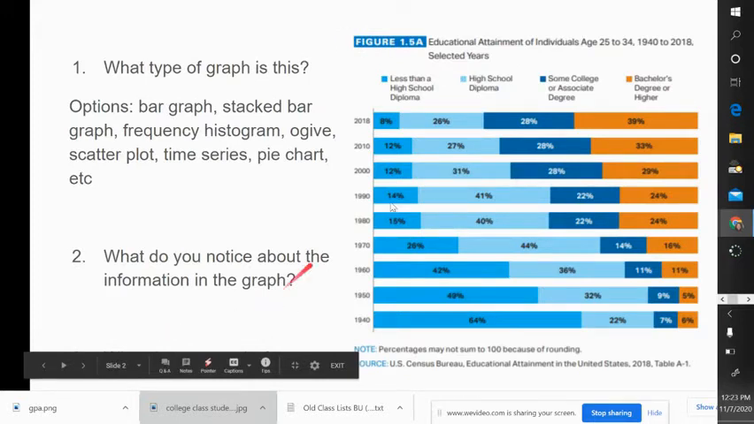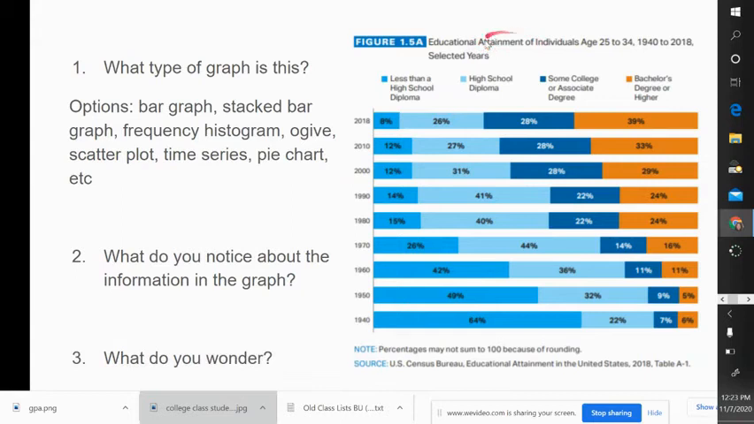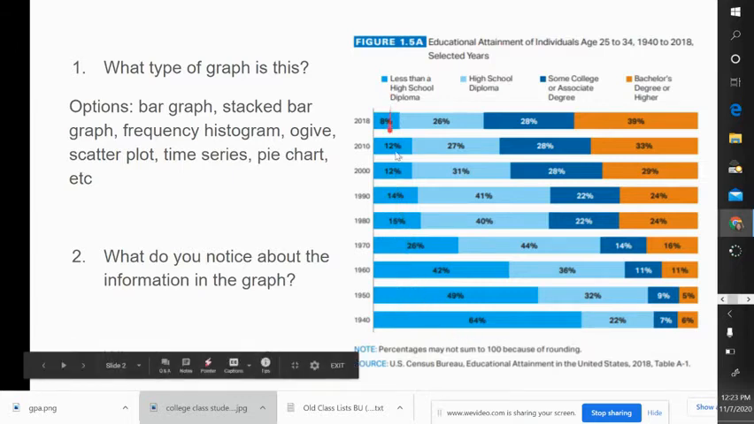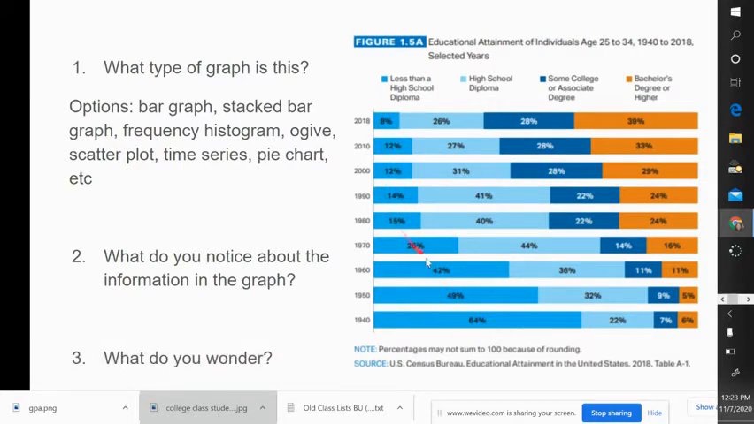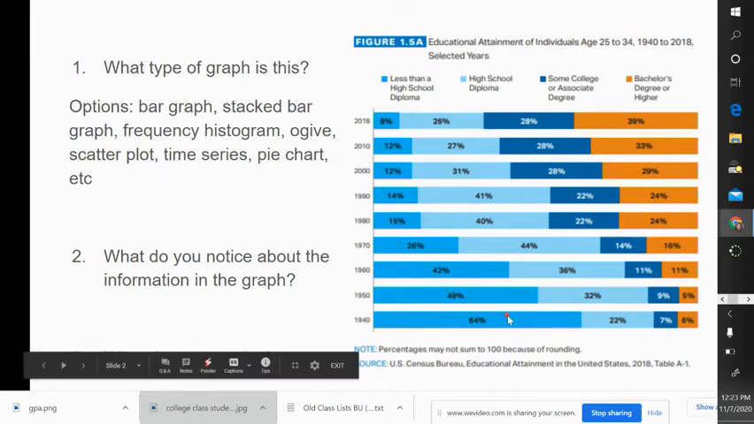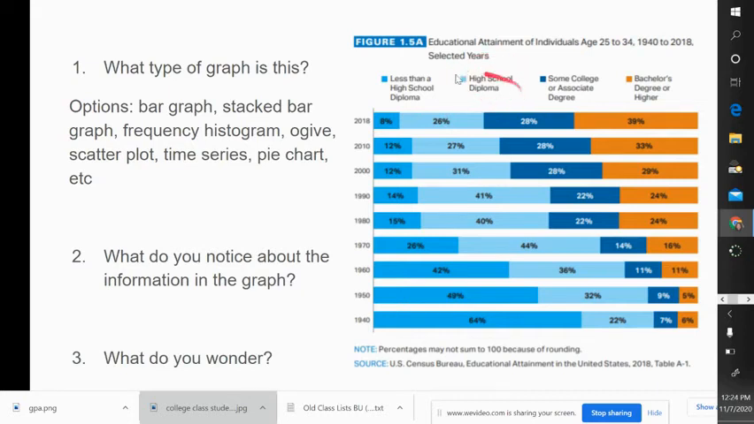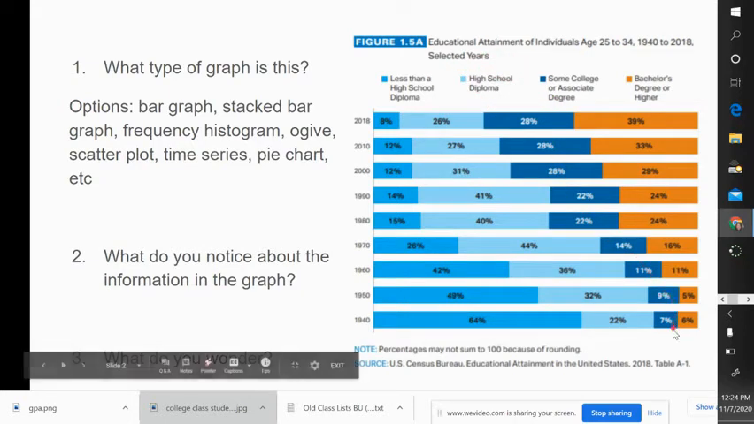And then what type of graph is this one? This one is about educational attainment, meaning how much education did they get? People that are 25 to 34 from 1940 to 2018. This color blue over the years is about what percentage of people in this age range had less than a high school diploma. They did not graduate high school. This is what percentage of people just got a high school diploma, nothing else. This is about the percentage of people who got some college or a 2-year degree, and this is about a 4-year degree or higher.